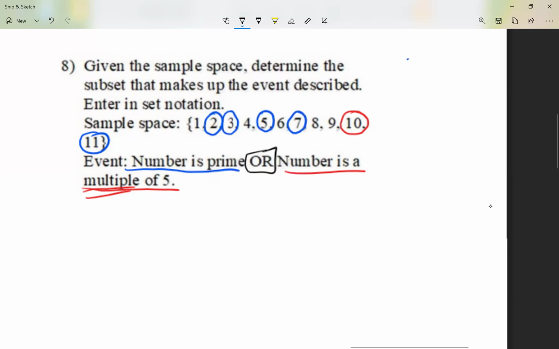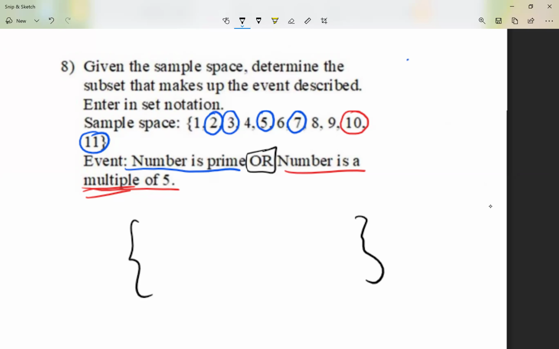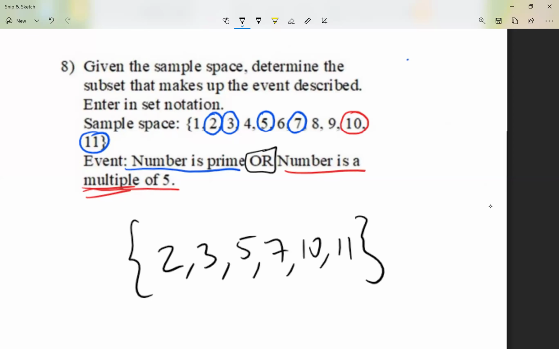So here, in my sample space, the numbers that were circled are 2, 3, 5, 7, 10, and 11. Again, when I use the word or, it doesn't matter if they were prime or multiples of 5. They were one of my choices, the other, or both. As long as it got circled once, it was good.